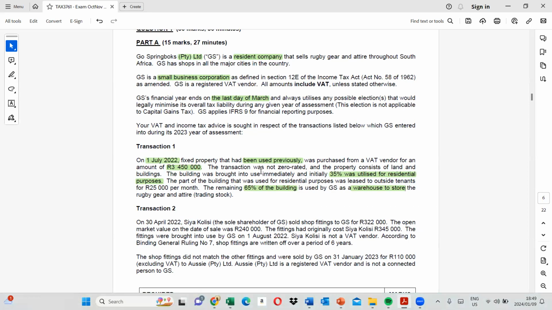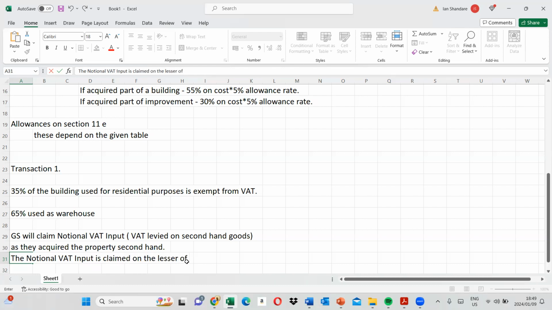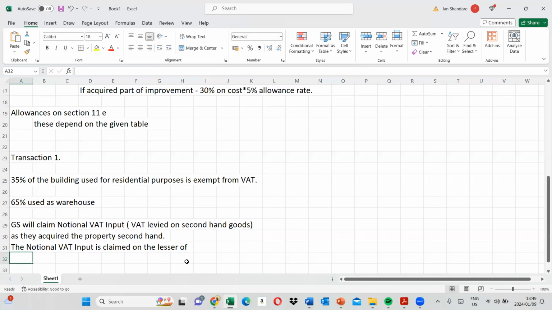Now, what is the next thing that you have to look at? In the question, they only gave you the cost price, which is 34.50, but you have to state that the notional VAT input is claimed at the lesser of open market value and the purchase price. So you write down: the notional VAT input is claimed on the lesser of what? On the lesser of market value and purchase price.